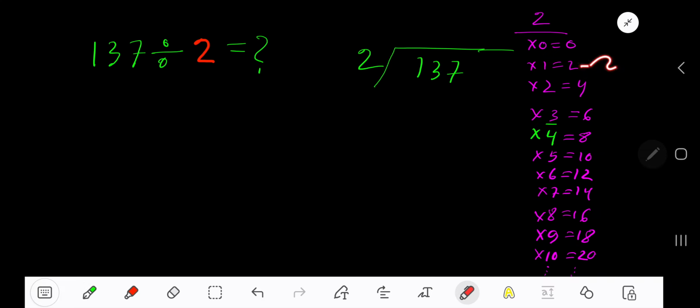0 plus 2 is 2, 2 plus 2 is 4, 4 plus 2 is 6, 6 plus 2 is 8, 8 plus 2 is 10, 10 plus 2 is 12, 12 plus 2 is 14. This process will continue. 2 goes into 1 how many times?